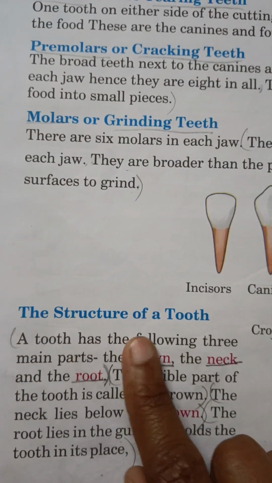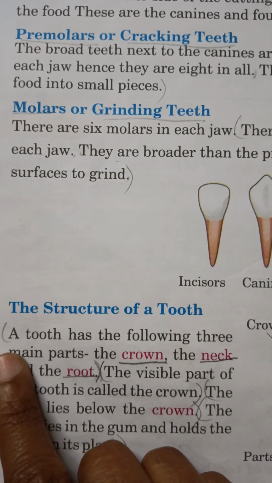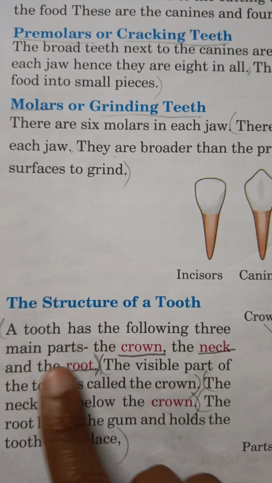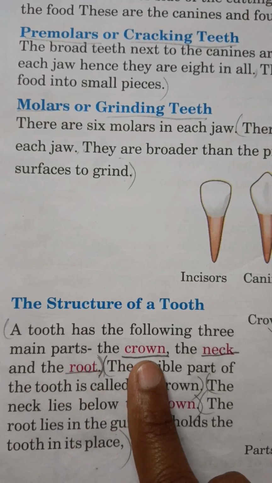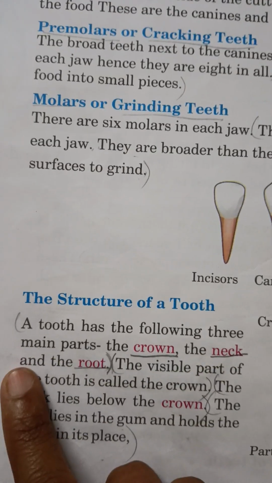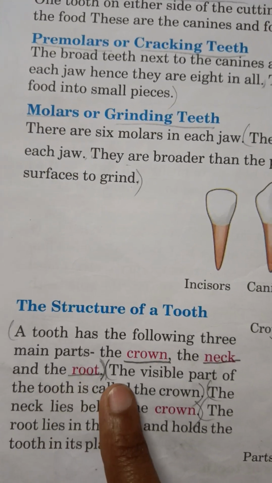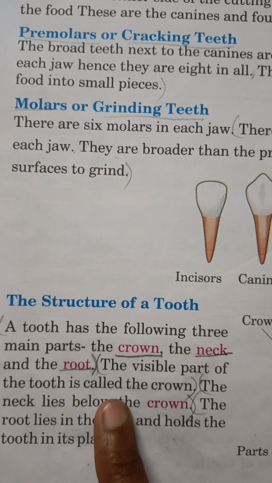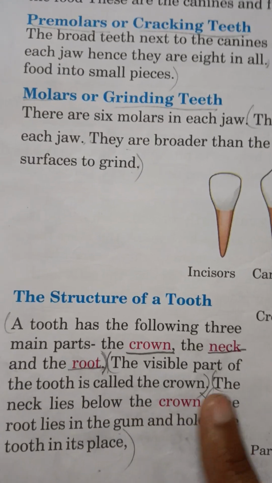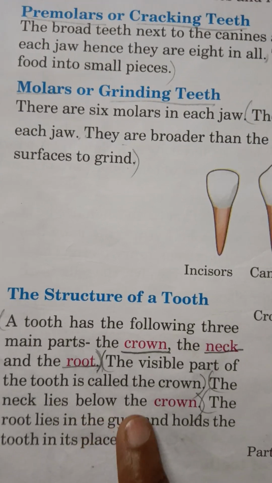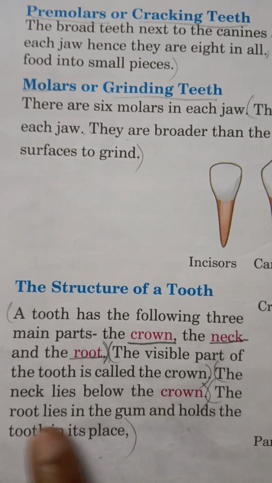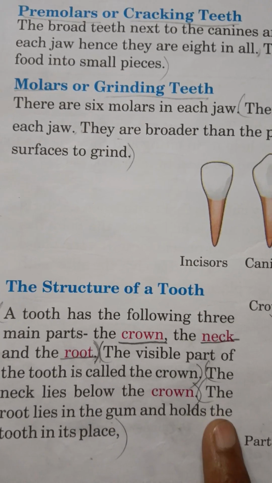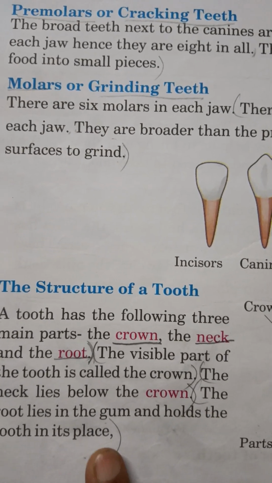The structure of a tooth. A tooth has the following 3 main parts: the crown, the neck, and the root. The visible part of the tooth is called the crown. The neck lies below the crown. The root lies in the gum and holds the tooth in its place.